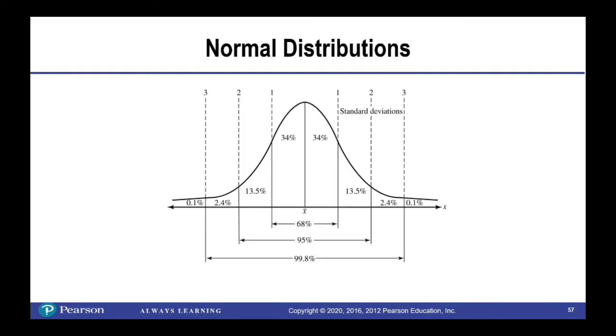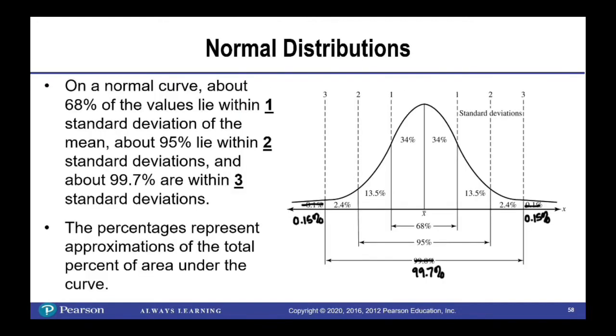You'll notice in your notes that you have a picture of what we call the empirical rule. There is a change that we need to make to this picture. This bottom number should be 99.7, which means the two ends are 0.15%. On a normal curve, about 68% of our values lie within one standard deviation of the mean. About 95% lie within 2 standard deviations of the mean, and about 99.7% lie within 3 standard deviations of the mean. These percentages are based on the area under the curve.